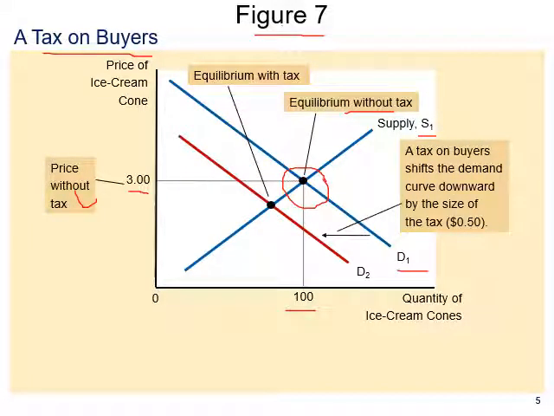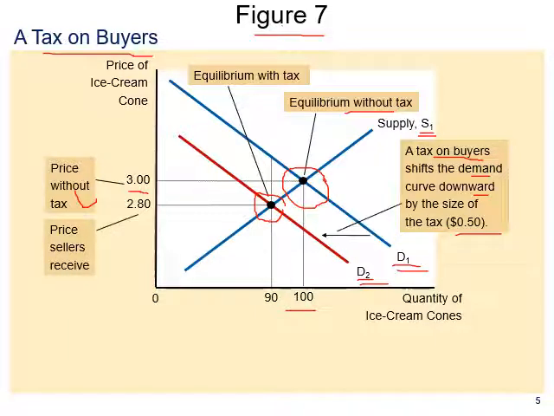By imposing a tax on the buyer of 50 cents, the demand curve will shift downward from D1 to D2. So the new equilibrium with taxes will be where the supply curve S1 crosses the new demand curve. At the new equilibrium with taxes, the equilibrium price is $2.80. This is the price received by the seller, and the equilibrium quantity is 90 ice cream cones, a decrease from 100 to 90.